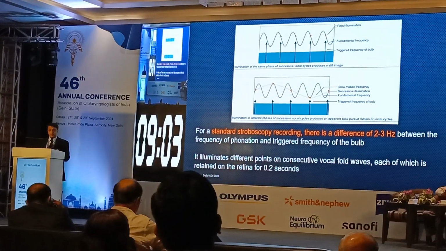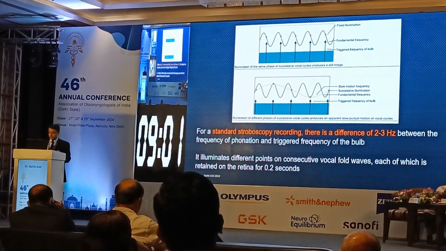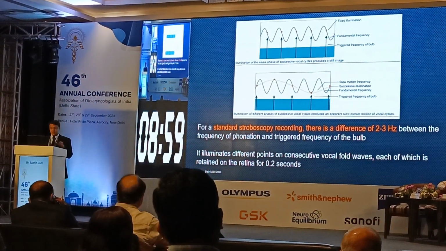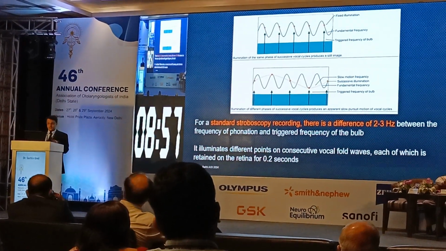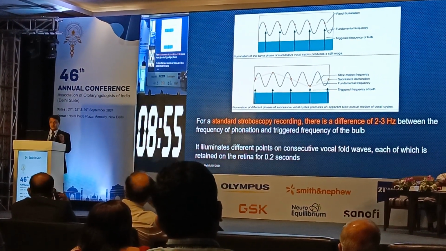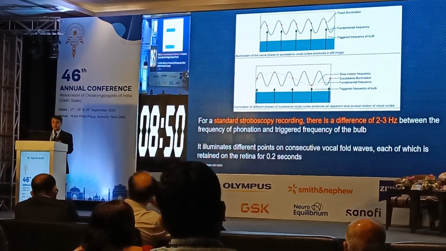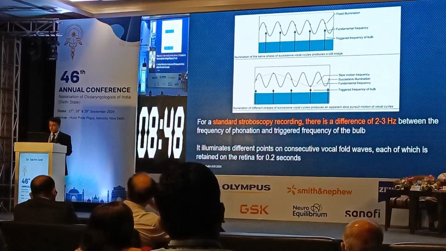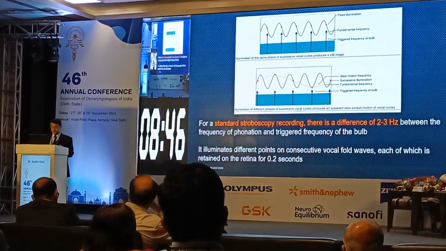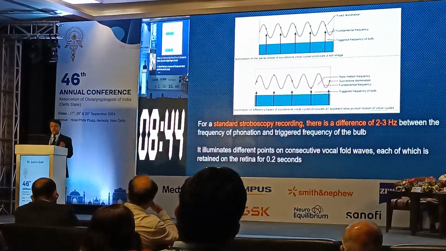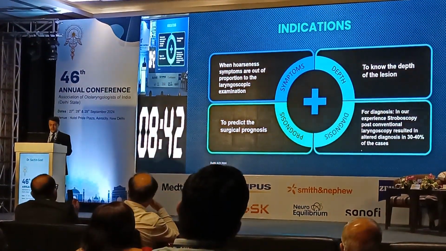The stroboscope equipment does not emit a continuous light. However, if we give a constant frequency, then we'll see the vocal cord as a static image. Hence, the stroboscope gives a difference of 2 to 3 Hz in the flashes, which illuminates different phases of successive voice cycles, giving an appearance of apparent slow motion.